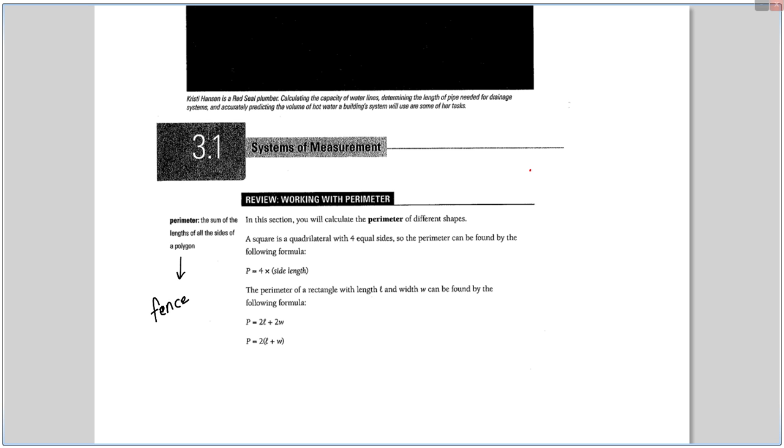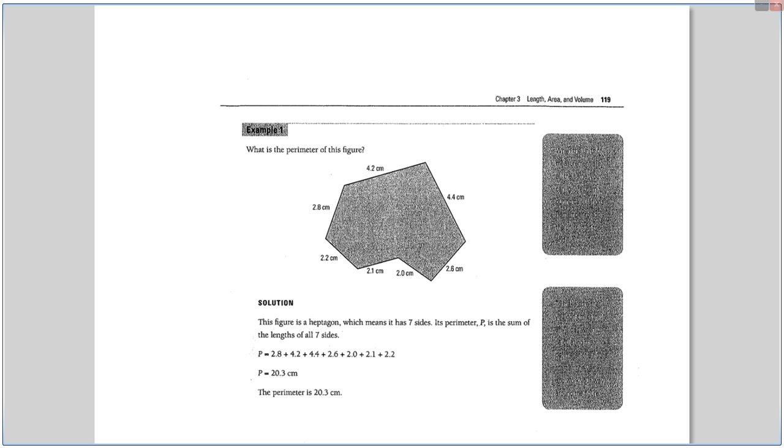Okay, if you had to put a fence around an object or like your backyard, the fence would be the perimeter. The grass inside would be the area. So don't get those two things confused. You can see here is an irregular object. They're just going to add up all the sides.